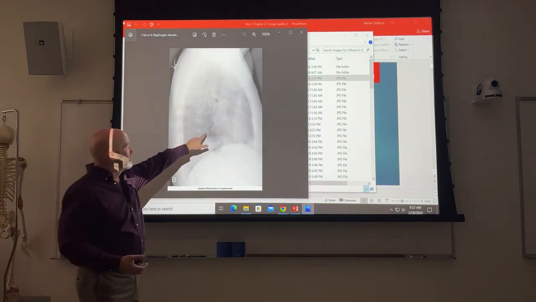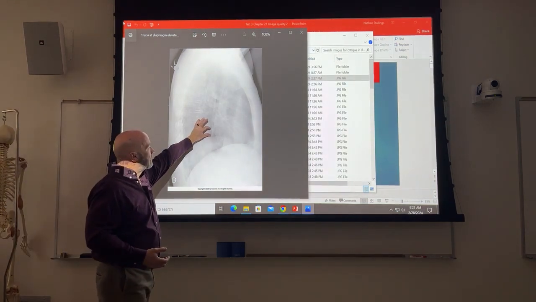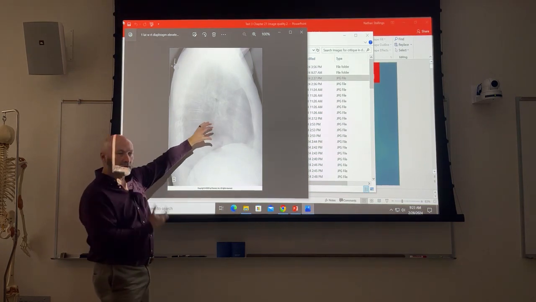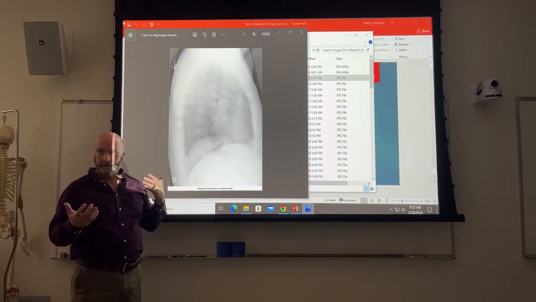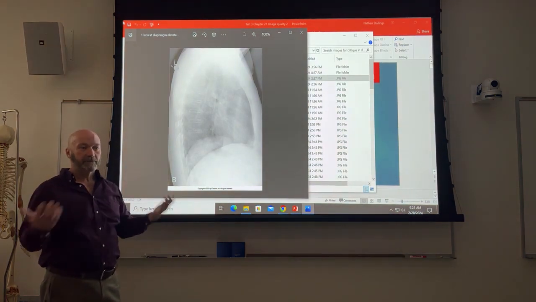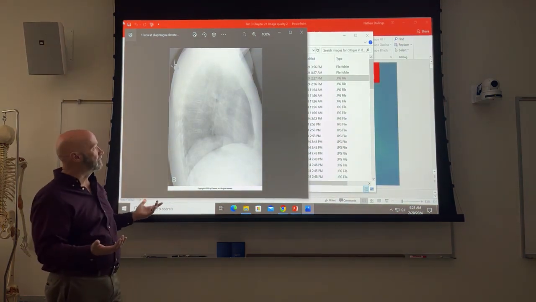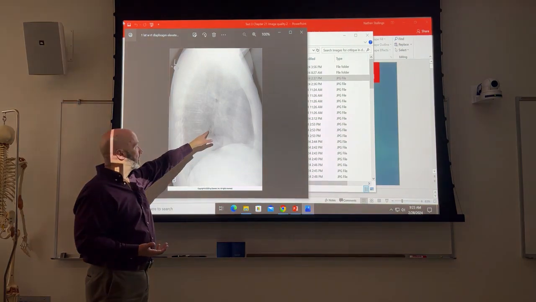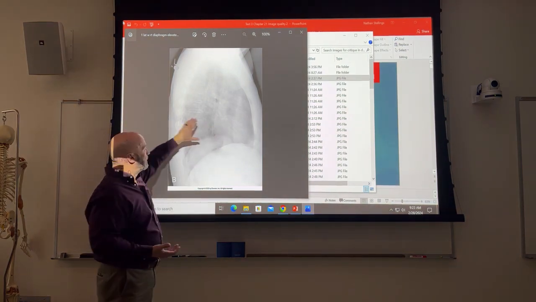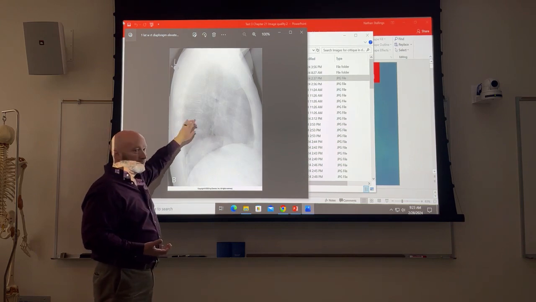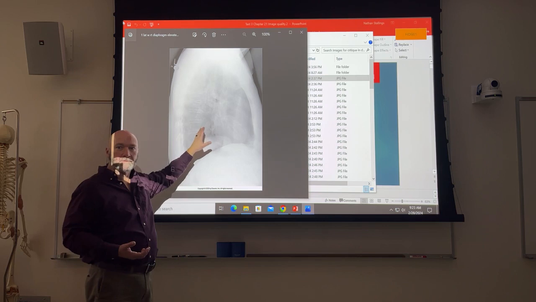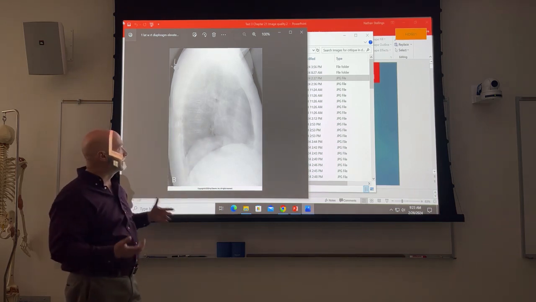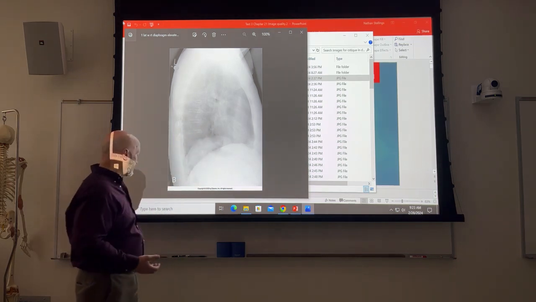So if everything on the image looked like this little spot right there, everything just looked identical, we couldn't make a diagnosis of it because everything looked the same. So if the patient had a bone cancer that looked just like that, then we couldn't differentiate between the bone cancer and the lung, right? So we have to see differences in density. Density is just how dark the image is.